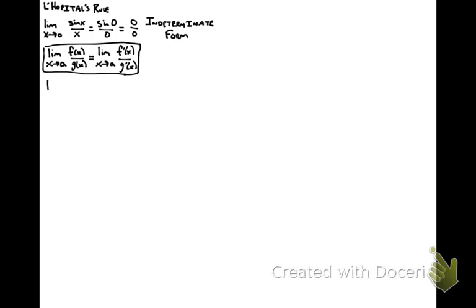So back to our context, the limit as x approaches 0 of the sine of x over x must be equal to the limit as x approaches 0 of the derivative of sine of x, which is cosine x, over the derivative of x, which is 1. And this is a much nicer form. If I substitute in 0, I end up with 1 over 1, which is 1. That is the limit of my function.